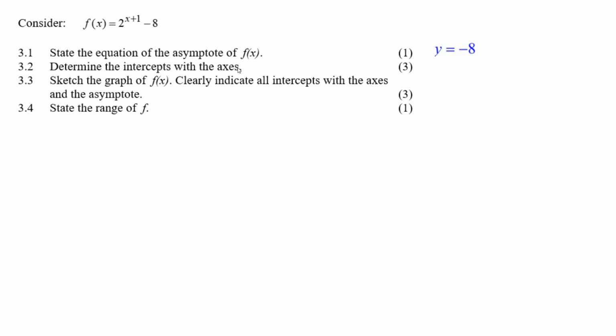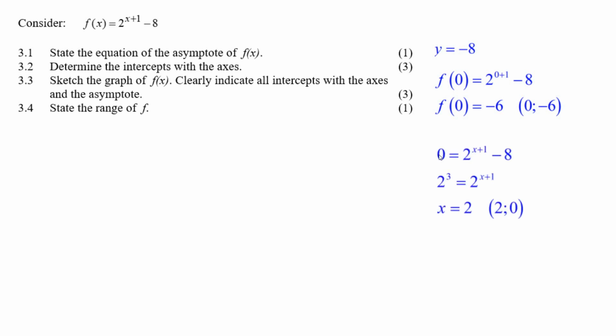Determine the intercepts with the axes. So you just let x equal 0, put it in your function, and there's the y-intercept. 2 to the 0 plus 1 is 2 to the 1, which is 2, minus 8, which is minus 6.